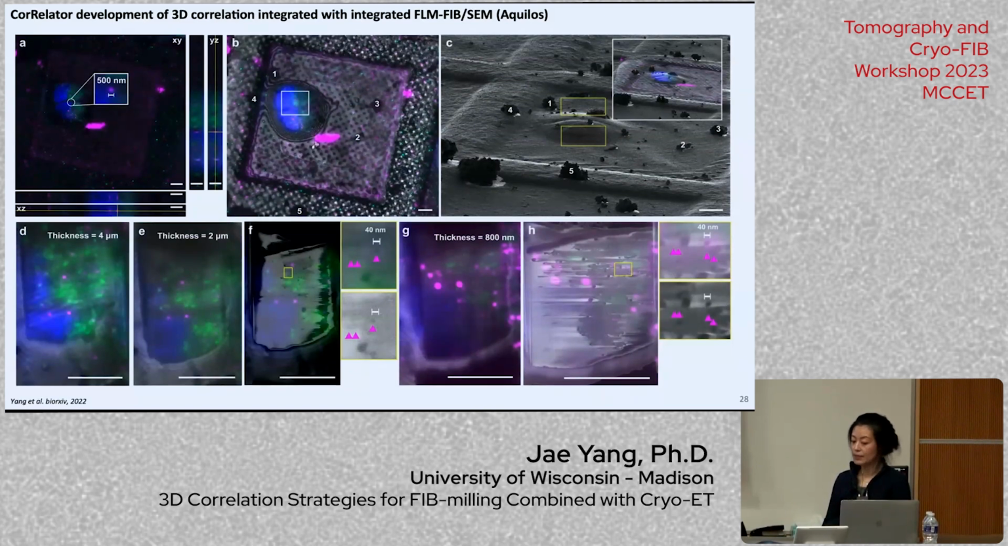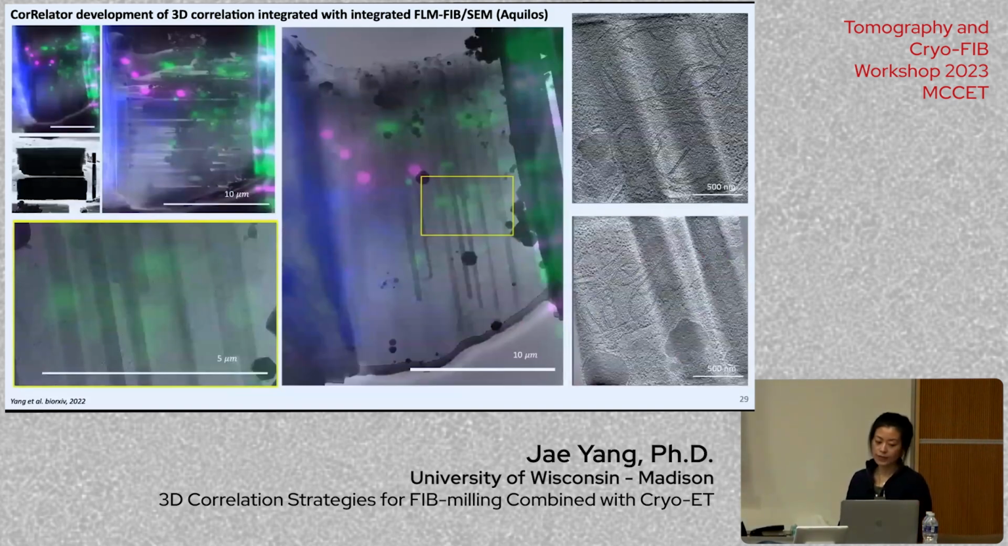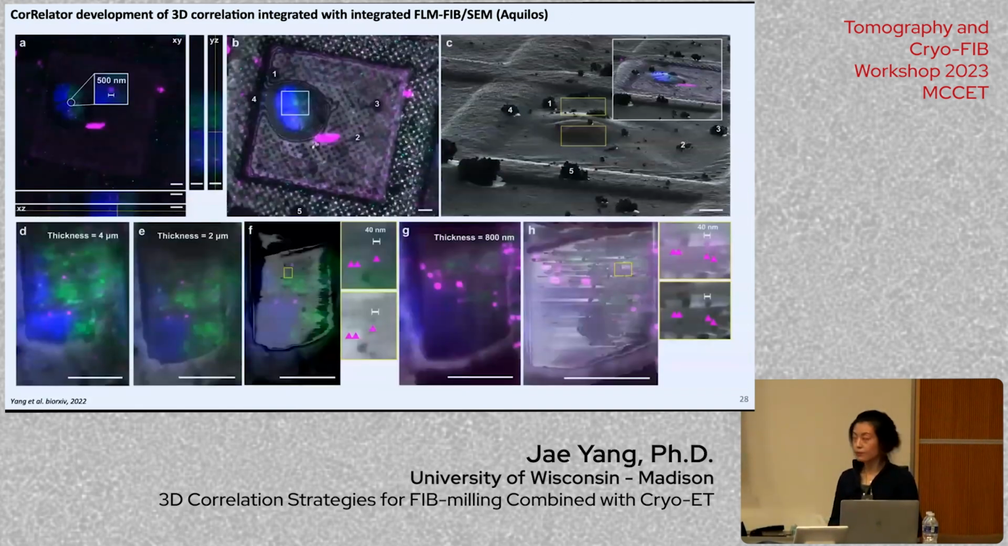And you can see the bead signals under the SEM image all the way down to a thickness of 250 nanometers. And then we take it out and collect TEM. And we got the targets that we wanted, which is a cluster of mitochondria.